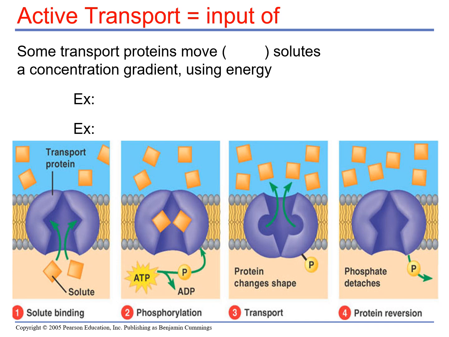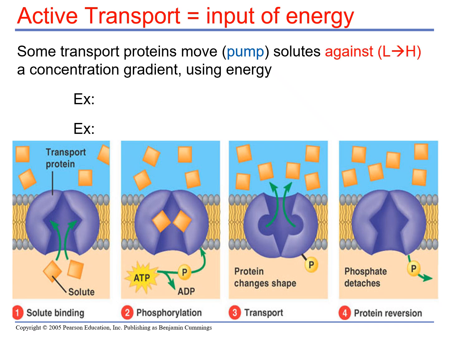So everything before this slide was considering passive transport. So water potential, osmosis, everything is passive transport. Now we're going to be talking about active transport. Active transport does require an input of energy. Some transport proteins move or pump solutes against the concentration gradient using energy. This is low to high.